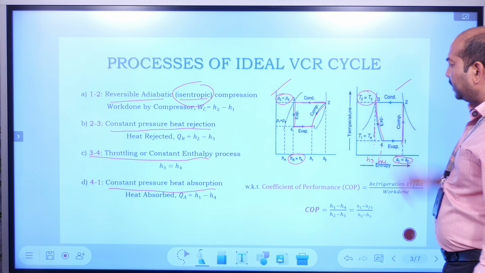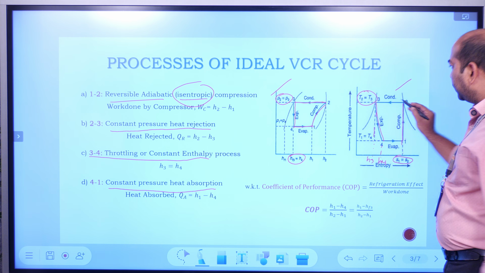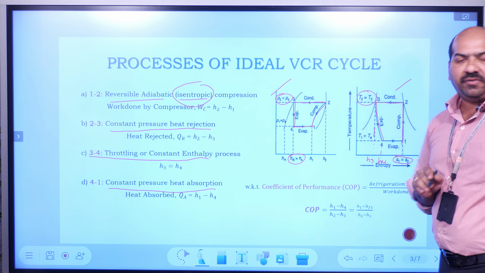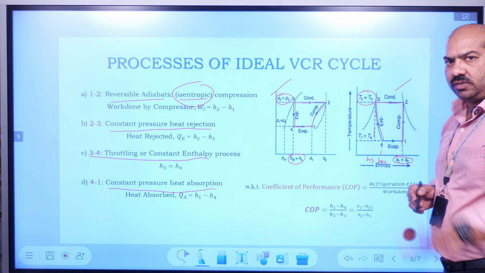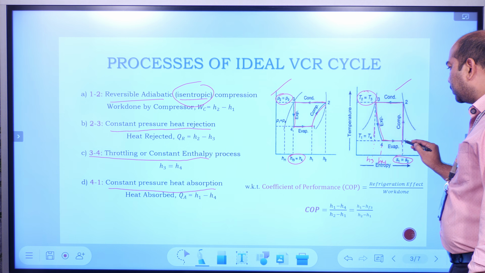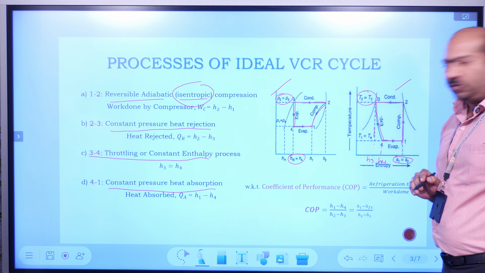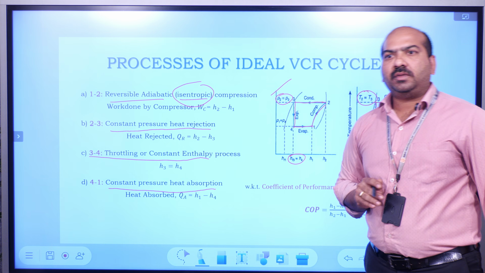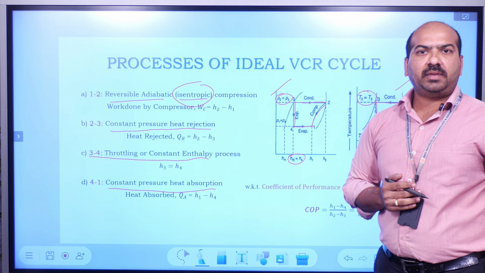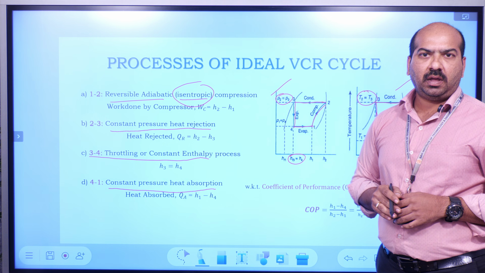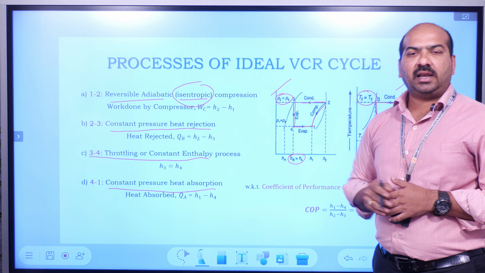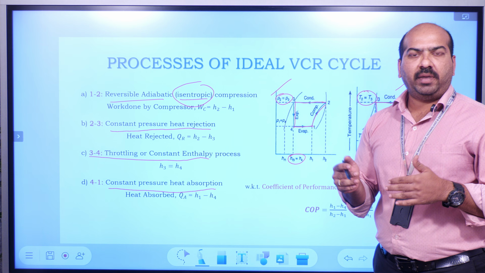If you observe the TS diagram, like I said, during the 2 to 3 process, whenever a phase transformation takes place, the temperature and pressure remain constant. The same can be easily observed during the 4 to 1 process, right? Always, in order to evaluate the performance of a refrigeration system, be it a domestic refrigerator or an air conditioning system, the coefficient of performance is calculated as the refrigeration effect divided by the work done.